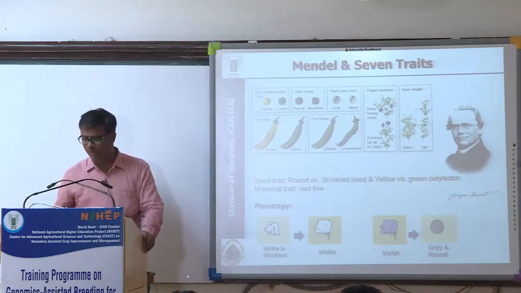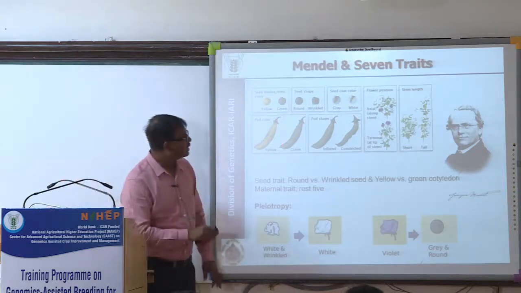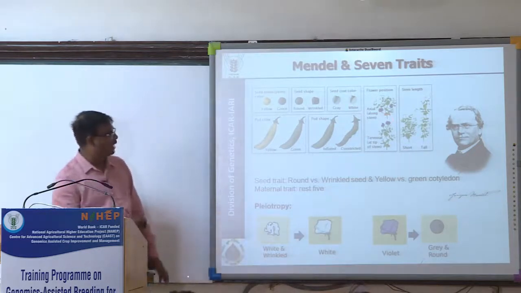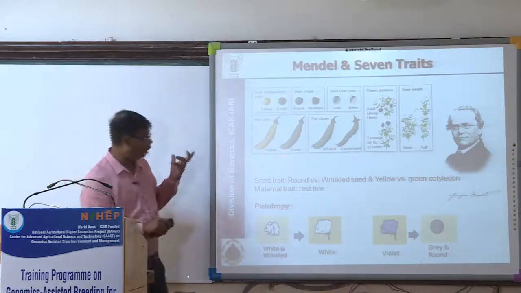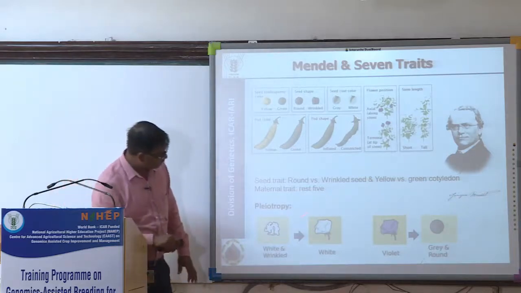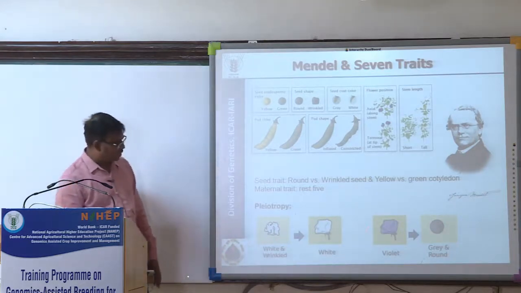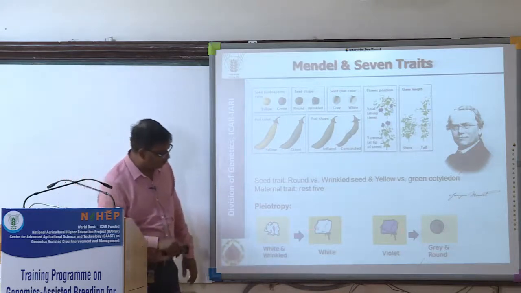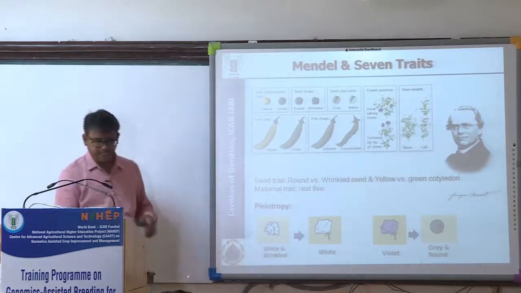We all know that Mendel worked on 7 characters, and these are the different allelic forms, the polymorphism, and the gene is there. And we also know that there was a pleiotropy, that is white flower was associated with white seed coat, and the purple flower was associated with gray seed coat, that we all knew.